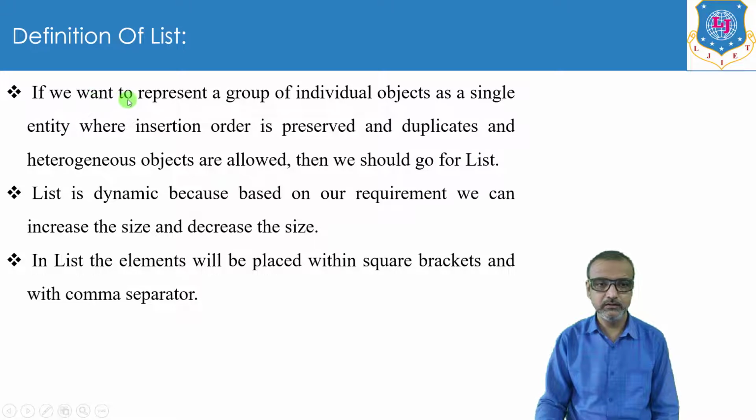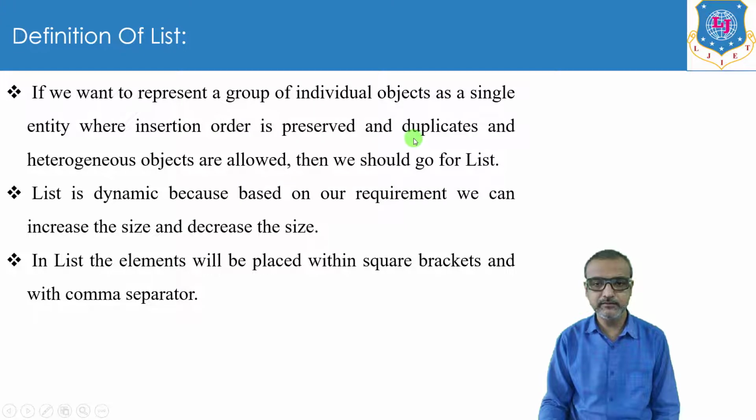If we want to represent a group of individual objects as a single entity where insertion order is preserved and duplicates and heterogeneous objects are allowed, then we should go for list. What does it mean? It means first, if you write down say A and then after B in square brackets, first it will show A and then after it will show B. That is called insertion order.